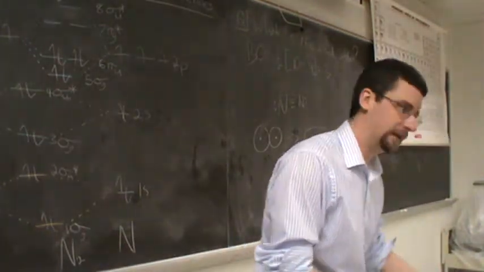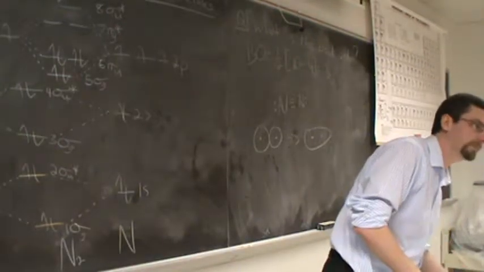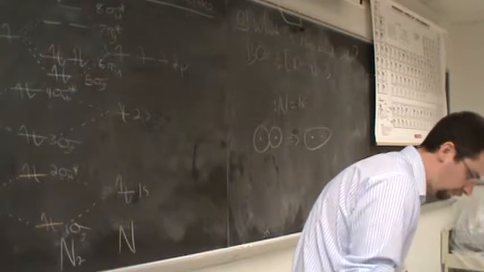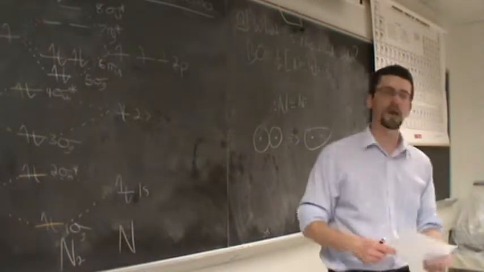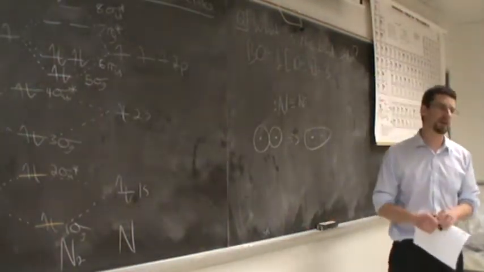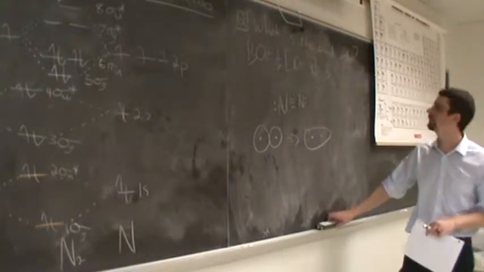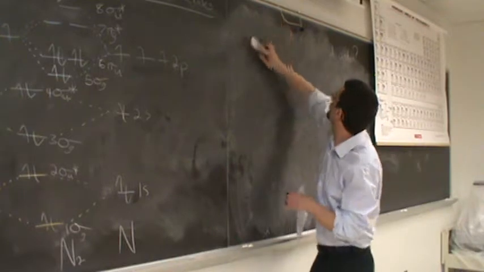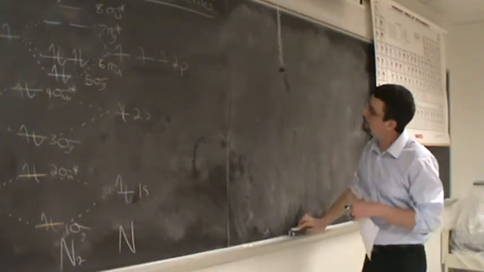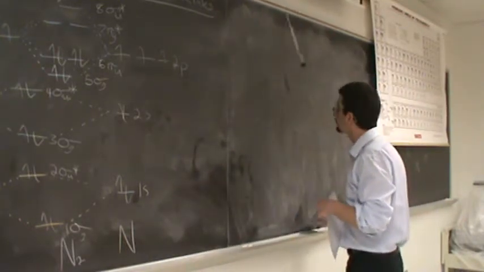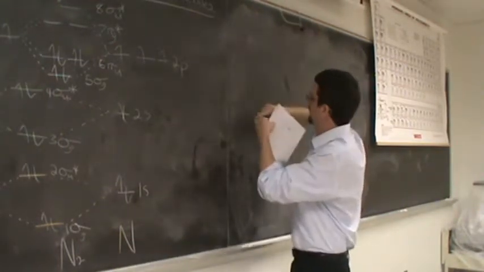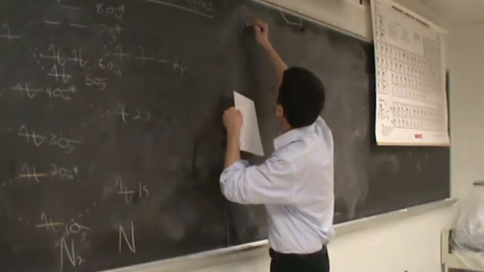Okay, how are we doing on time? 3:35. Okay, let's talk about one more set. Let's talk about heteronuclear diatomic molecules. So this is where they aren't the same. So heteronuclear.